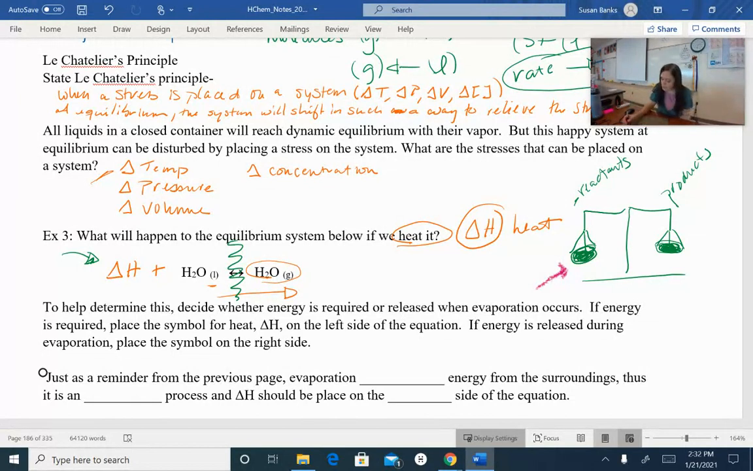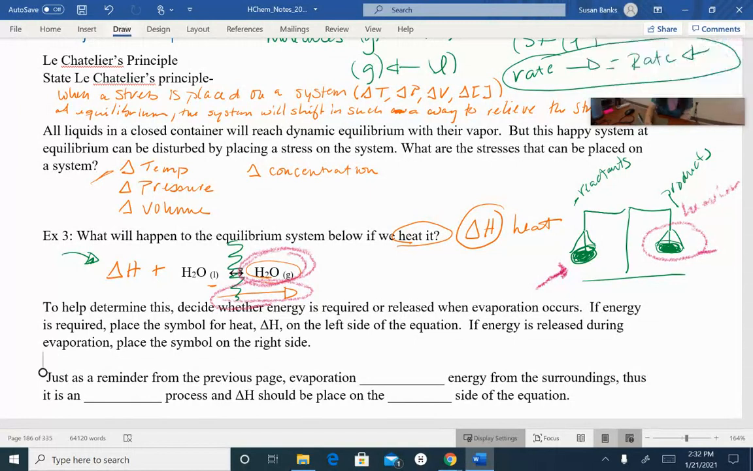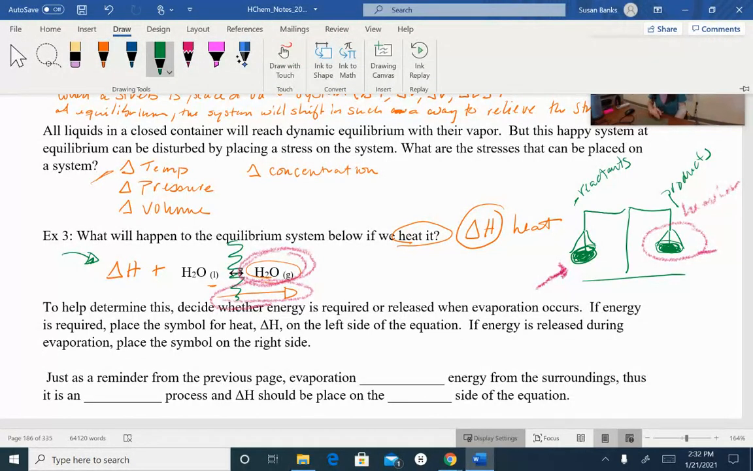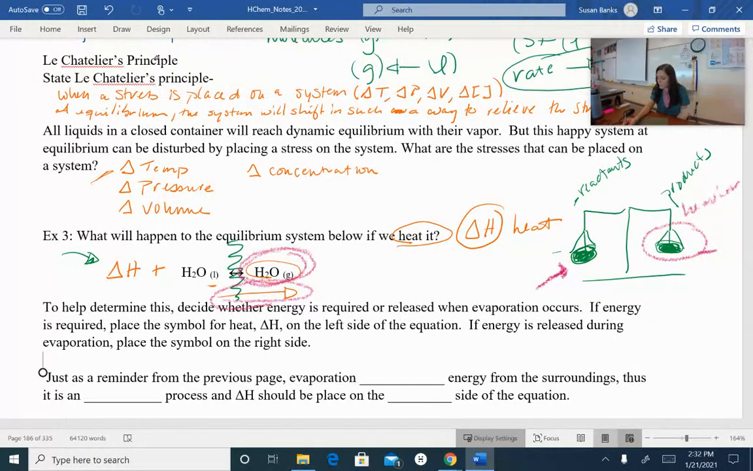So what do I need to do to make this even out again? I need to make this side heavier, right? Okay, so what do I need to do to make this side heavier? I need to make more products to make that heavier. That's why this will shift to make more gas, to equalize things out again. Okay, so we think of our products and reactants, and what we do either puts more or less in one of these pans and shifts things. And what do we need to do to make those pans equal again? That's how we're going to determine Le Chatelier's principle.